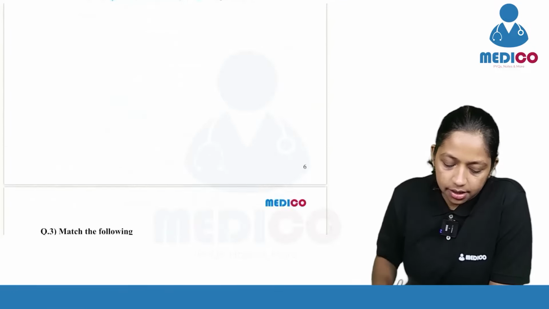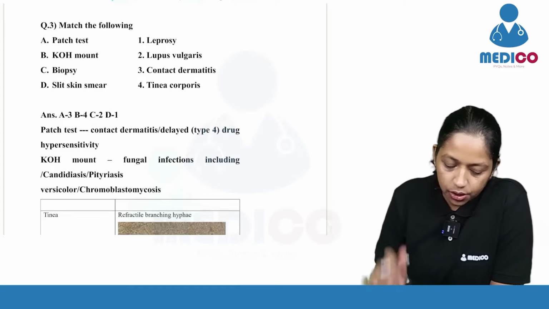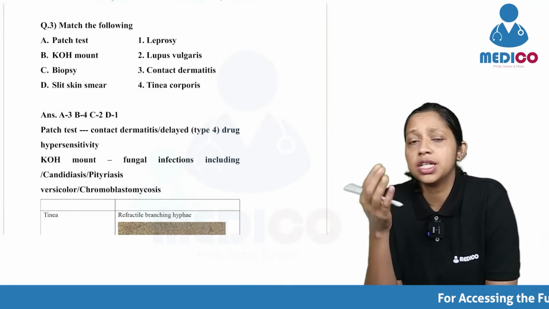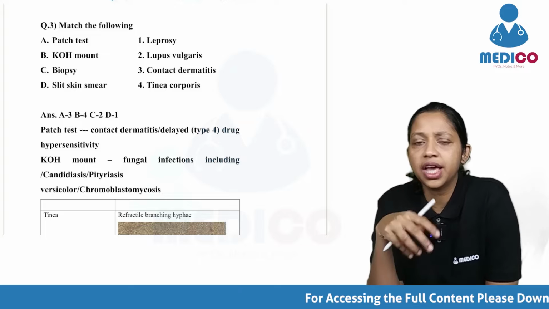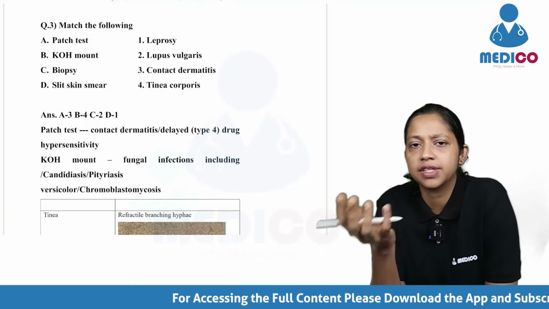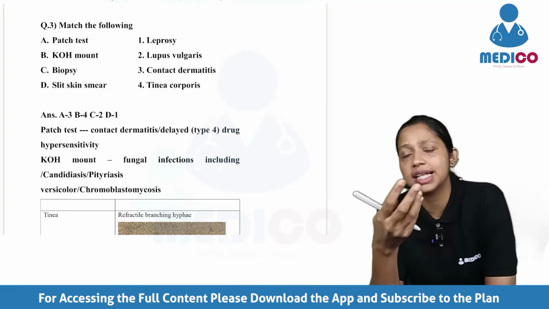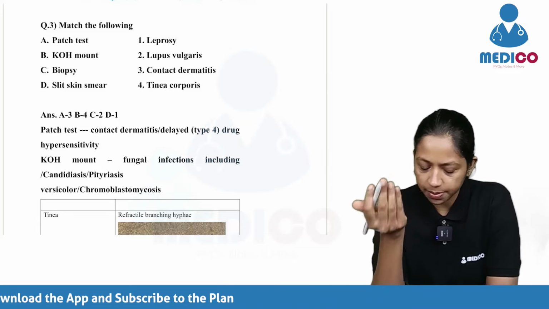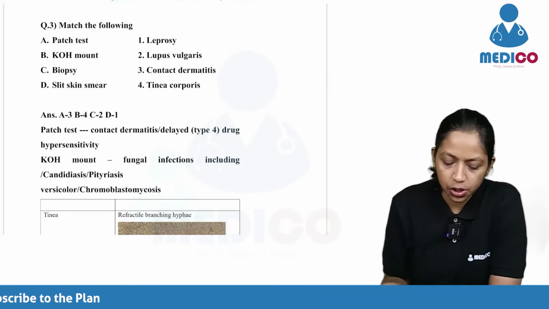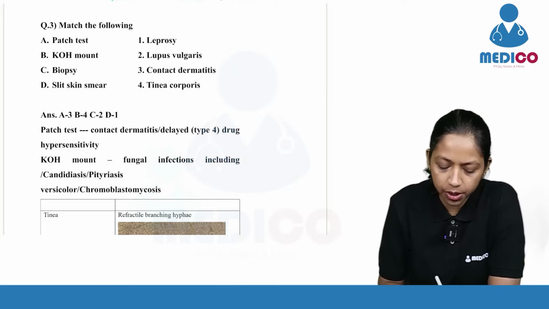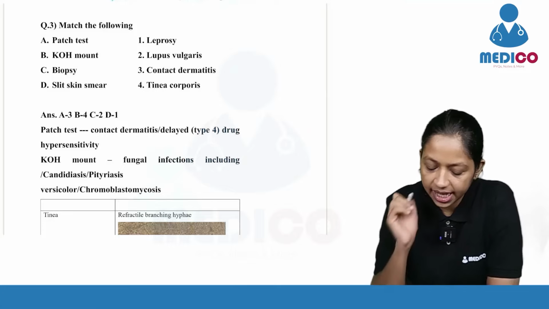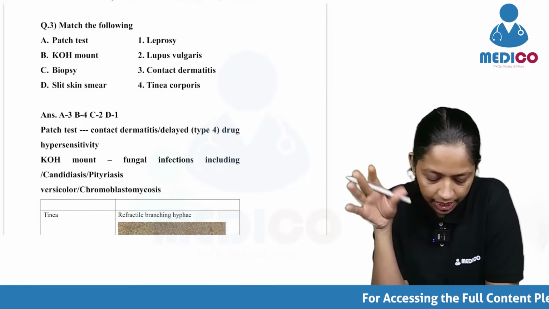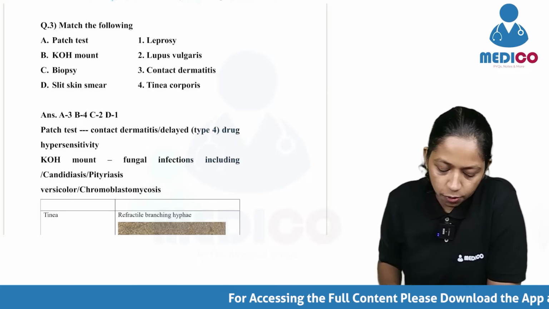Now let us look at the third question. So match the following. So this contains a set of investigations. Dermatology is mostly a visual diagnosis, and we have few laboratory investigations that aid us in the diagnosis. So it is easy to learn. There are only very few. So the most important ones are already mentioned in this question. So we have patch test, KOH mount, biopsy, and slit skin smear on one side. Then we have leprosy, lupus vulgaris, contact dermatitis, and tinea corporis on the other side. So let us look at these options.